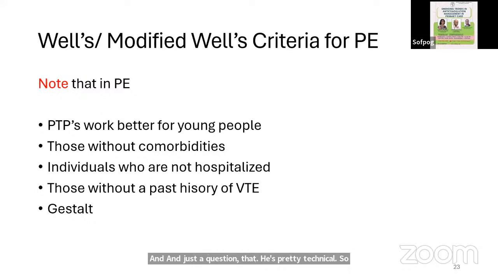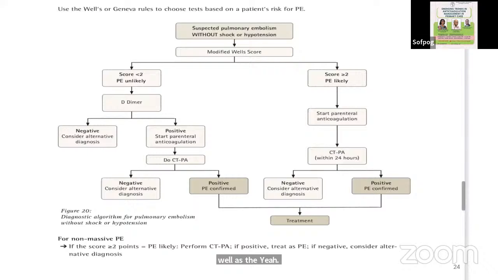When you grow older, the sensitivity of these tests reduces, because the older you are, the more comorbidity you have. They work better for those without comorbidity, those who are not hospitalized, and those who don't have a heart issue. For those in this category, the pre-test probability scores work well, as well as in the younger who didn't have comorbidity.